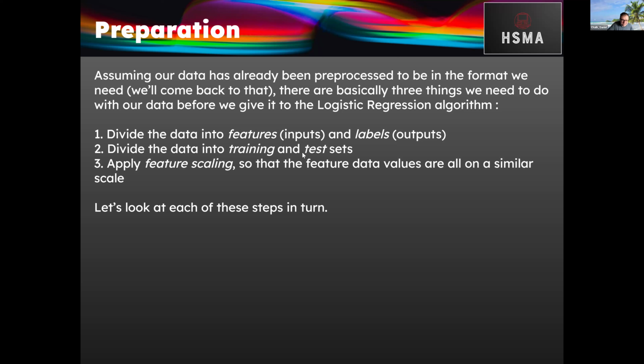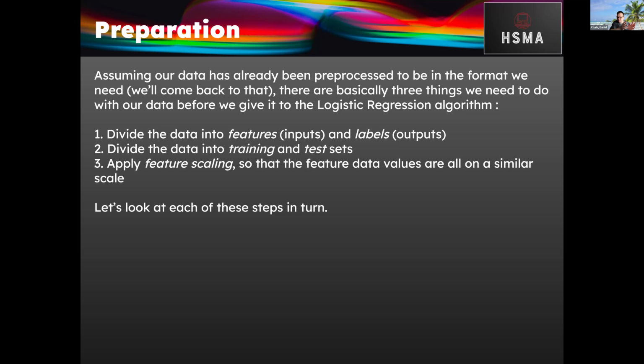But assuming our data has been pre-processed, which ours has, then there's basically three things that we need to do with our data after that point, before we give it to a logistic regression model. The first thing we need to do, we need to divide our data into features, which remember are inputs, and labels, which remember are our outputs.